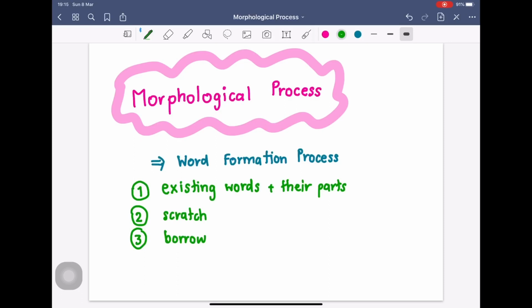Then number two, new words can be made up or created from scratch. What does the word scratch mean? Do you know that? The word scratch means nothing. So it means that you're going to create a new word without any root. You just create that by yourself. Okay? And the last one, number three, words can be borrowed from other languages, like the word restaurant, which is from French. But today I'm going to cover only number one and number two. I'm not going to talk about borrowing words from other languages.